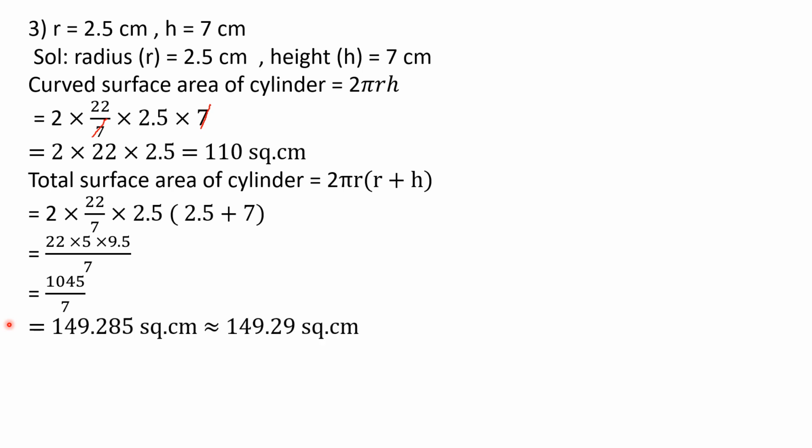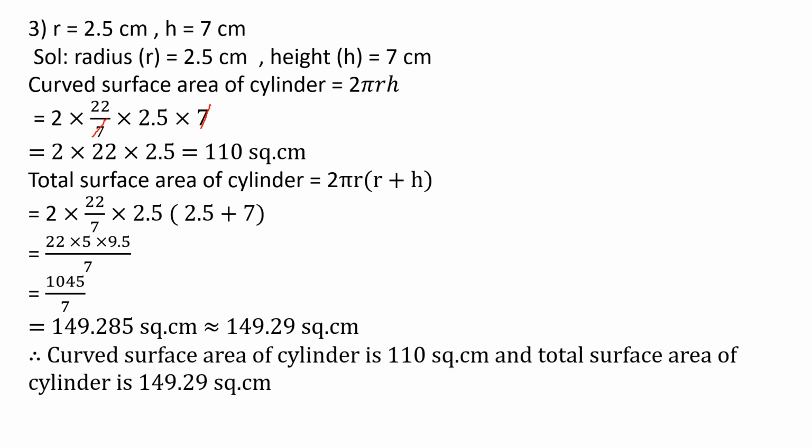That is equal to 149.285 square centimeter. So I have rounded up to 149.29. Here 8 is there, after 8, 5 is there. So you'll round up to 29. So 149.29 square centimeter. So answer is, therefore curved surface area of cylinder is 110 square centimeter and total surface area of cylinder is 149.29 square centimeter. Okay, I hope you got this.